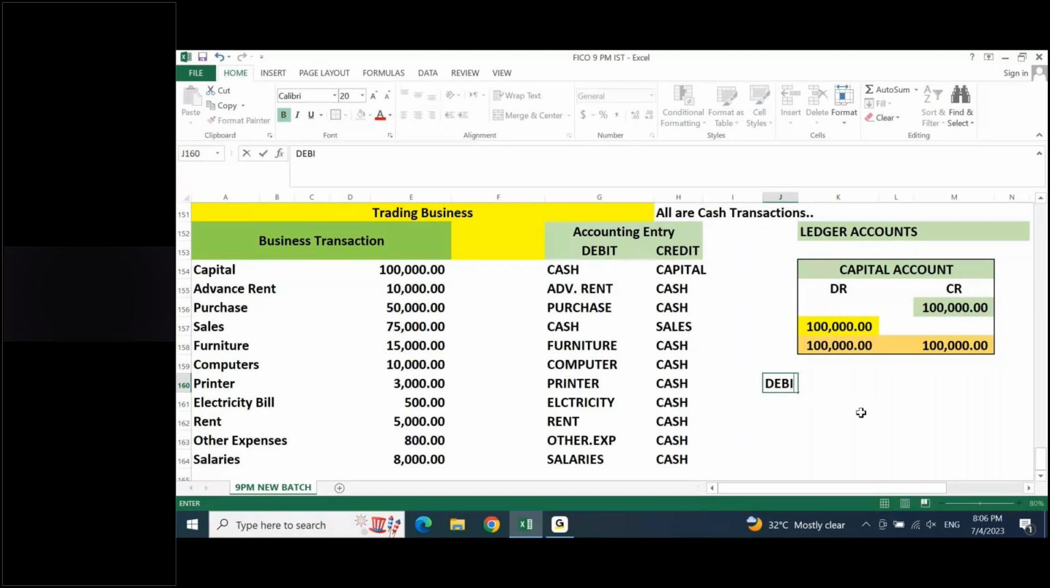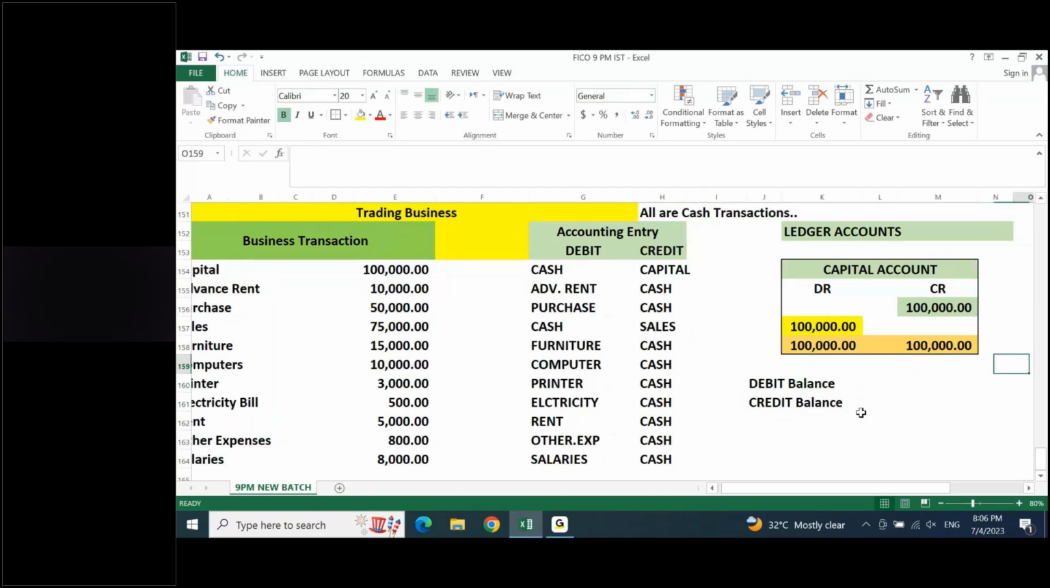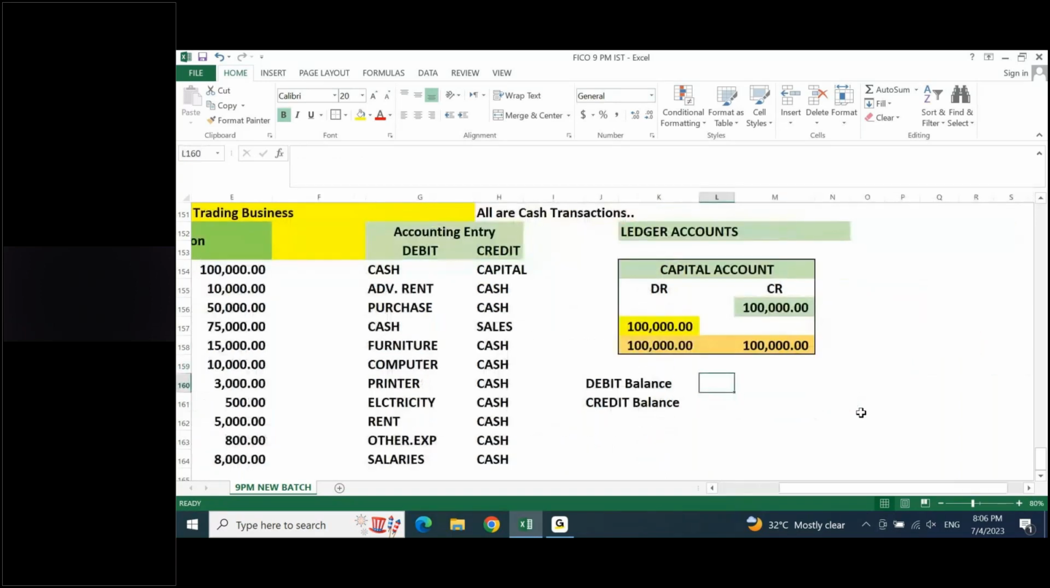We say, means credit side is balance, real, debit side is virtual, right? Yeah, I'll put credit balance. If I write debit balance, I'll simply put debit is more than credit. If I say credit balance, I mean credit is more than debit. Correct?